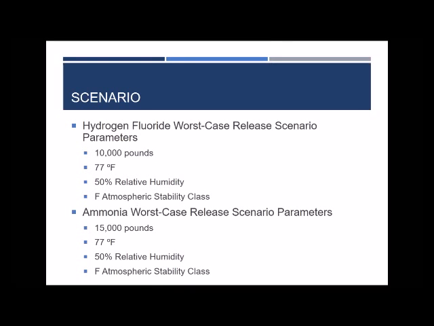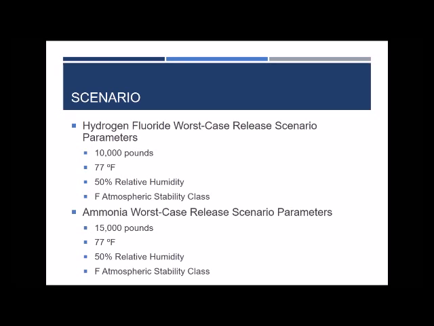So here's a scenario. We have a hydrogen fluoride worst case release. There's 10,000 pounds of it. We're going to use 77 degrees Fahrenheit, 50% relative humidity, and F atmospheric stability class. And also I should add that we're going to use 1.5 meters per second wind speed.